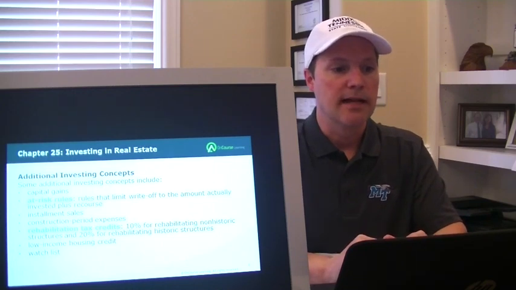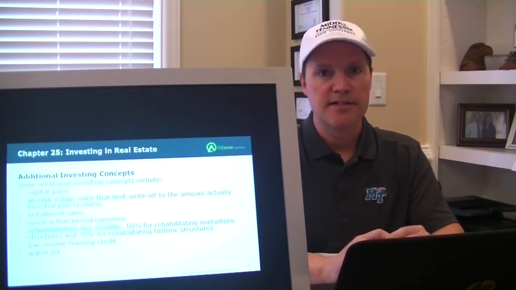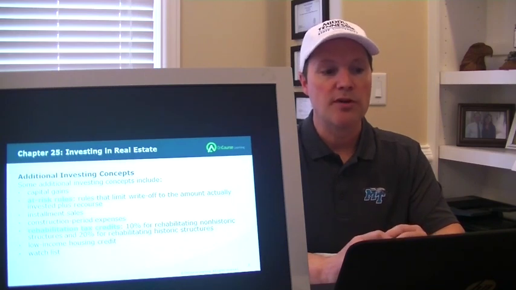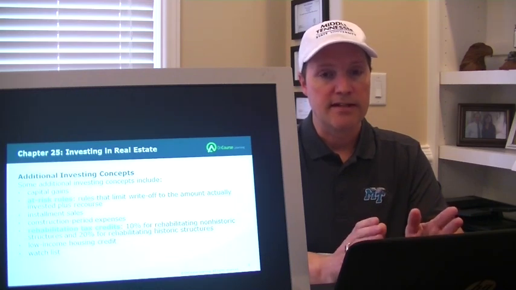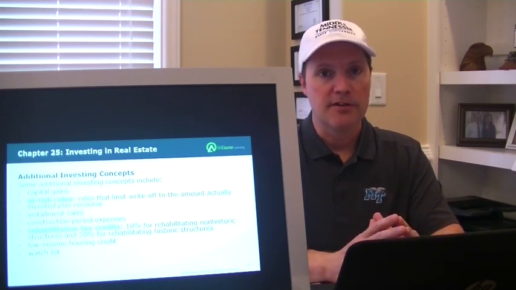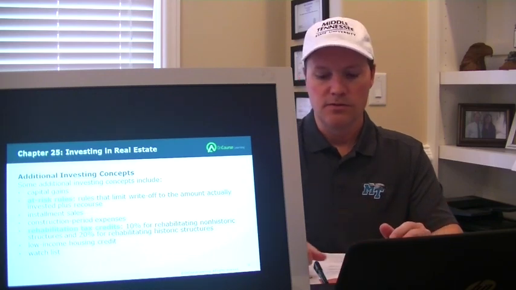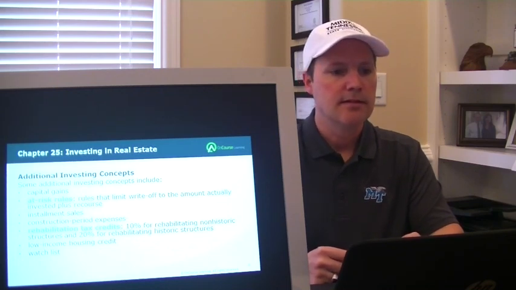Then at-risk rules, which limit write-offs to the amount actually invested plus recourse debt. Installment sales. Then you have construction period expenses. Okay, pretty straightforward. Rehabilitation tax credits: 10% for rehabilitation of non-historic structures and 20% for rehabilitation of historic structures. Okay. Low-income housing credit. The government will actually give you a housing credit if you buy in a certain area sometimes, or in places that are closer to certain districts. They'll give you a tax credit. And then a watch list, right? So you just want to watch the market.